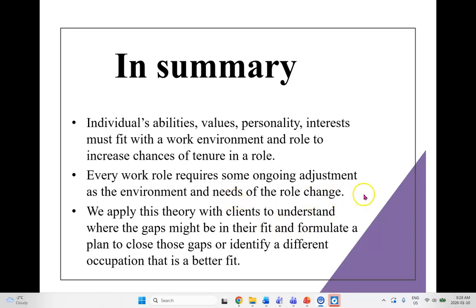So in summary, an individual's abilities, values, personality, and interests must fit with the work environment and role to increase their chances of tenure in a role, so that the employer is satisfied with them and the individual is satisfied with the role. Every work role requires some ongoing adjustment as the environment and needs of the role change. And this would be something you would explore with clients if they are currently employed, or they left a job because they weren't satisfied with it. These are the things that you want to explore. So we apply this theory with clients to understand where the gaps might be in their fit and formulate a plan to close those gaps, or identify a different occupation that is a better fit.